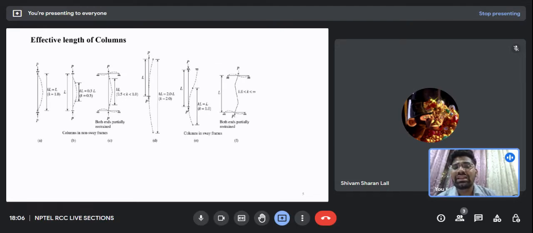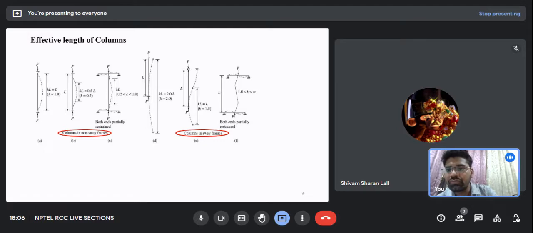Now slenderness ratio, as we have seen in the previous slide, is the ratio of effective length divided by the least lateral dimension. Least lateral dimension is nothing but the dimension which is least in the case of a column, that is B. And to calculate the effective length, we will be having these two cases, that is columns in non-sway frames, and the other one is columns in sway frames.